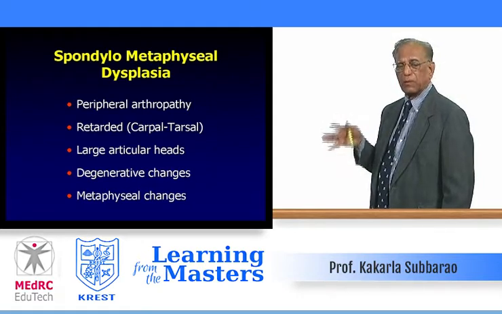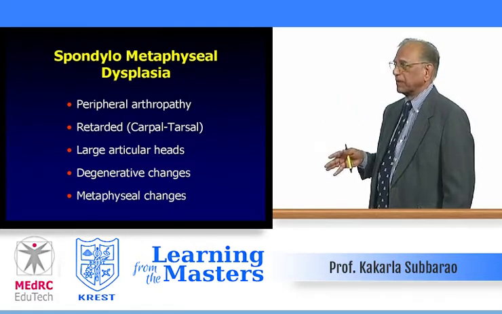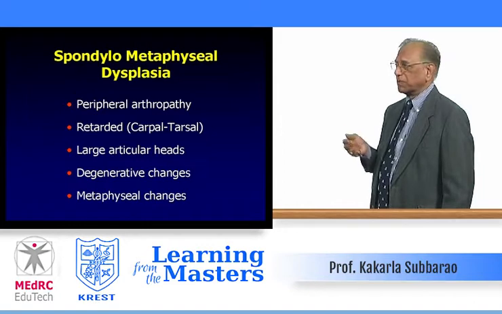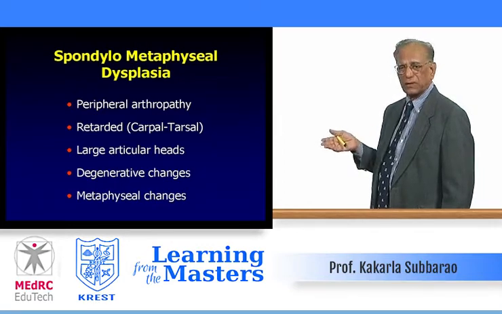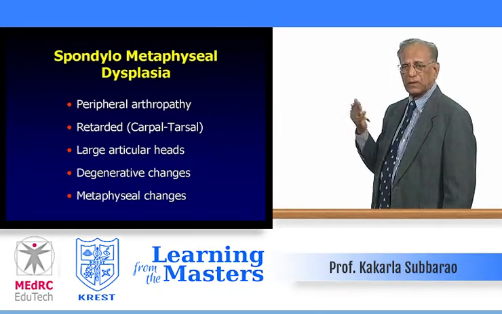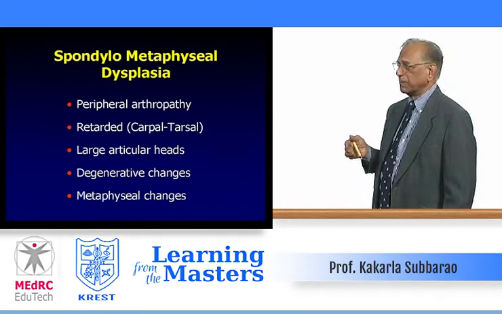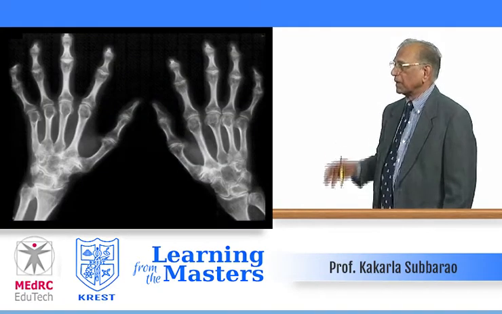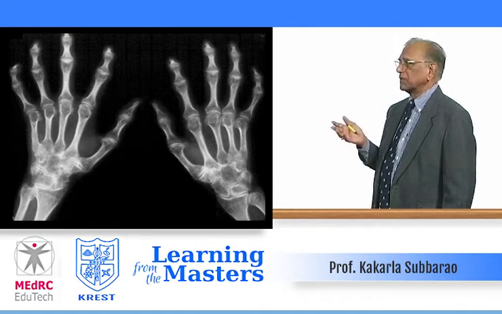Again, here also there may be peripheral arthropathy, retarded carpal and tarsal bones, large articular heads, as you saw in spondyloepiphyseal dysplasia, degenerative changes. As time goes on, these epiphyses do produce, because they are adjacent to the joint, degenerative changes, and then metaphyseal changes too. This is the spondylometaphyseal dysplasia.